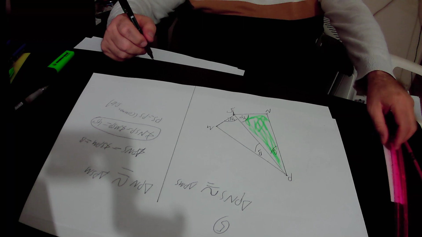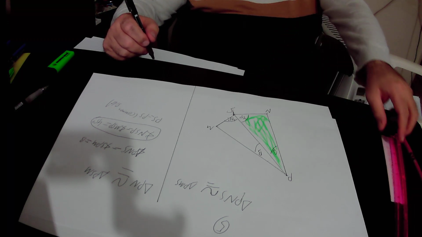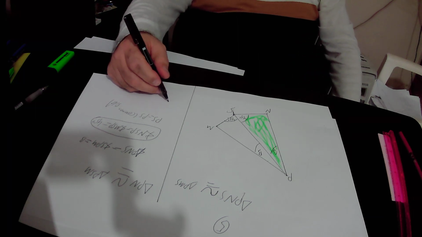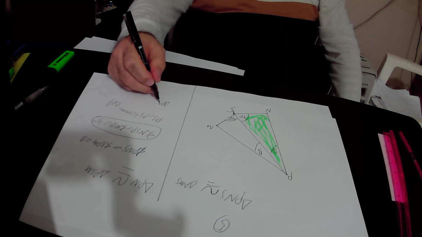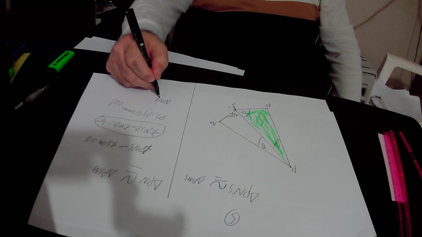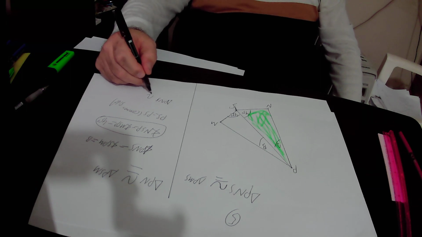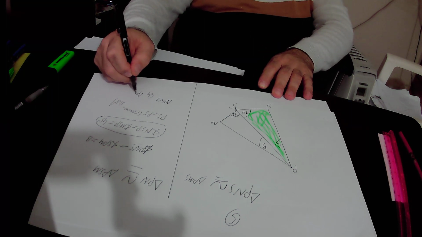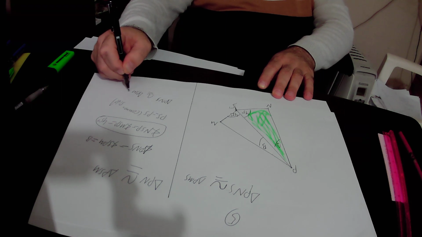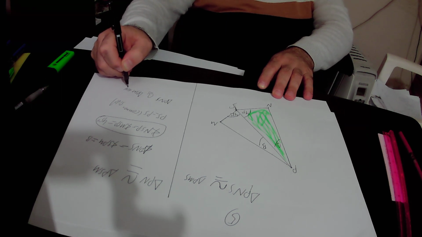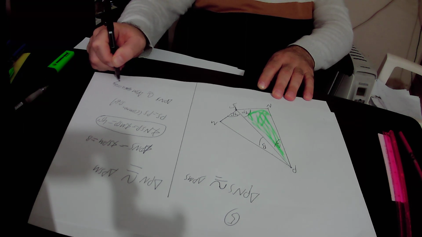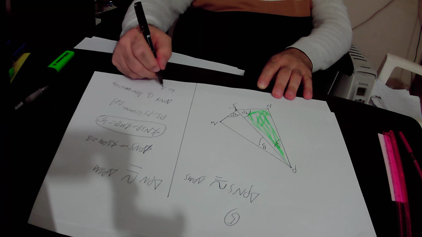So we actually proved that the green triangle is congruent to the white triangle according to the angle side angle rule. So the green triangle PNS is congruent to the white triangle PSM according to the angle side angle rule.